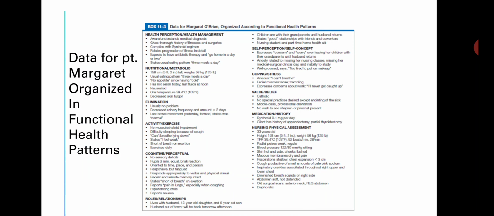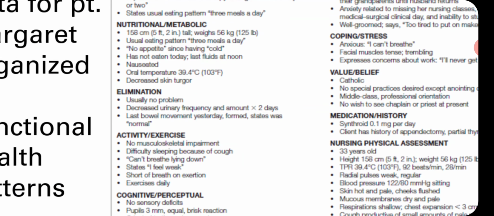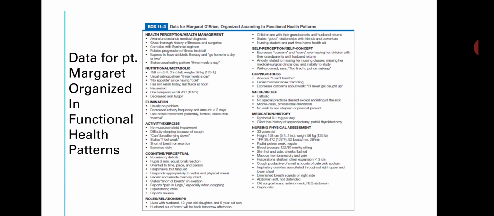So on the next slide, you will see this is available and you can see this in the Cozier. These are the information gathered by the nurse for patient Margaret, and the information are organized according to the functional health patterns. So let's go directly to elimination. So in elimination, the client states that there is no problem. However, the client responded that there is a decrease in urinary frequency and the amount of the urine for a couple of days. Then Margaret also stated that her last bowel movement was yesterday and the stool was formed, so it was normal. Okay. So that's for functional health pattern.